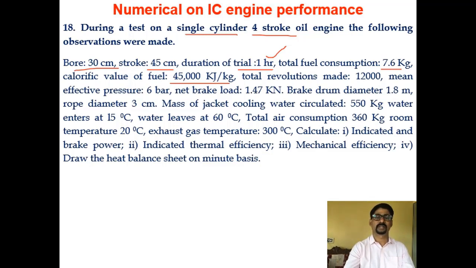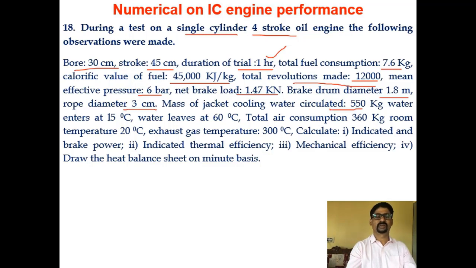But this is there: if the total revolutions are given, then again it has to be divided by 60 to convert into RPM. Mean effective pressure is 6 bar. Net brake load is 1.47 kN. Be careful, it is kN, so it is 1470 Newton. Brake drum diameter is 1.8 meters. Rope diameter is given, 3 cm.